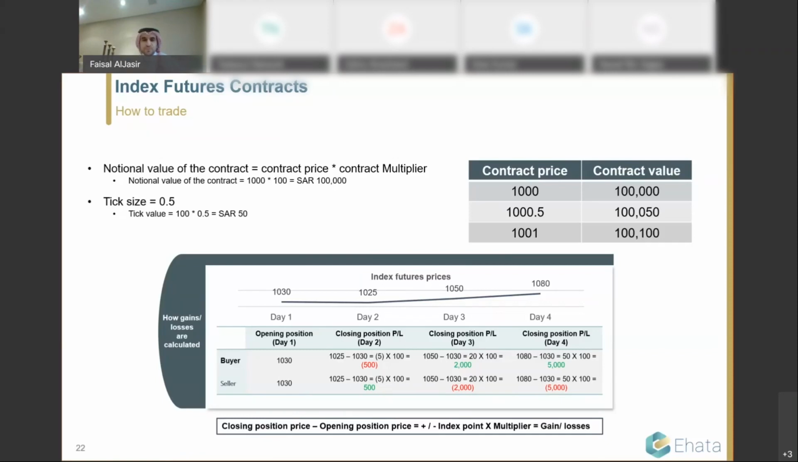So looking at the example here, we would be looking at how gains and losses are calculated in this case. We see down there a buyer and seller, and that's the position on day one. The index future price is at 1030, and this is even for both buyer and seller on day one, and you can see simple math on day two when the price goes to 1025.